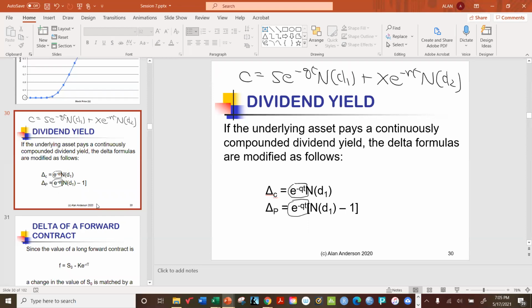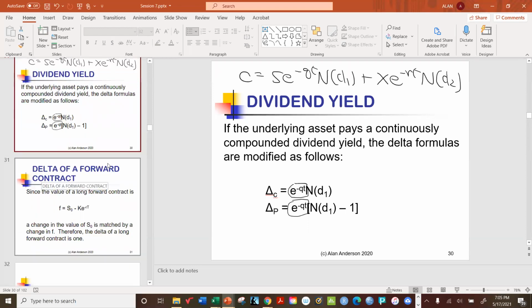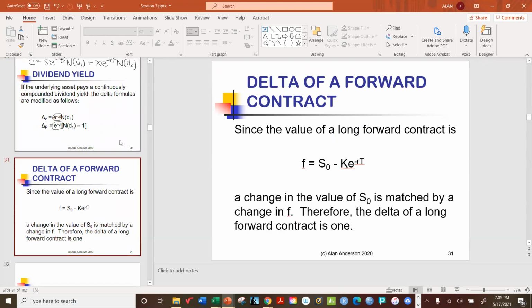All right. Now, here's a bit of a side detour here. Delta can be applied to other assets besides options. For example, a forward contract, which you recall is an agreement between two counterparties to buy or sell an asset in the future. Now, in a way, an option is really just like a long forward contract where you can change your mind.